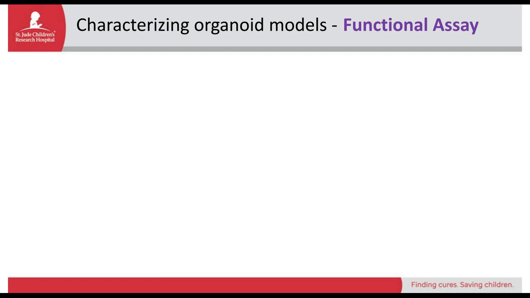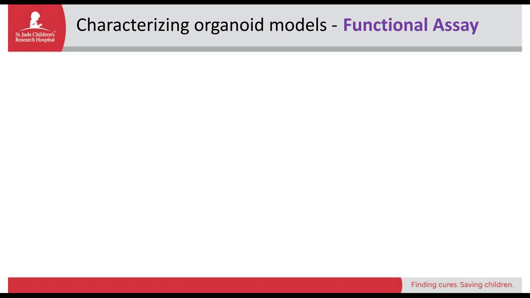And the third aspect of characterization is to perform a functional assay. Because we have brain organoids, the functional assay is essentially the best way to demonstrate the physiological relevance of your organoid model. So for brain organoids, we want to know if they have functional neurons, neurons that can actually form a neuronal network and function and fire spontaneously.